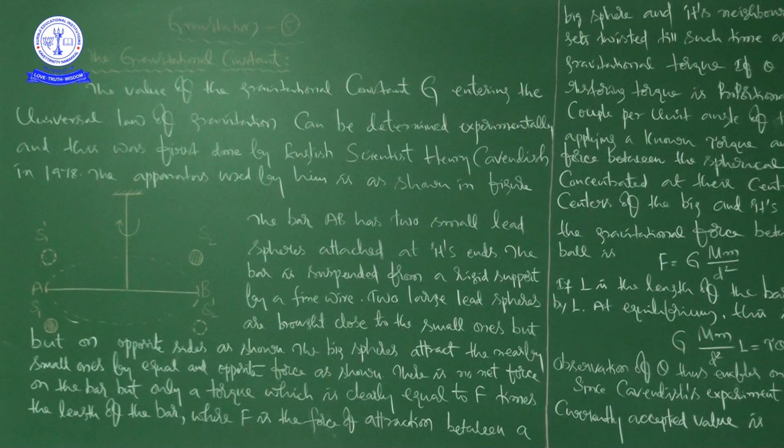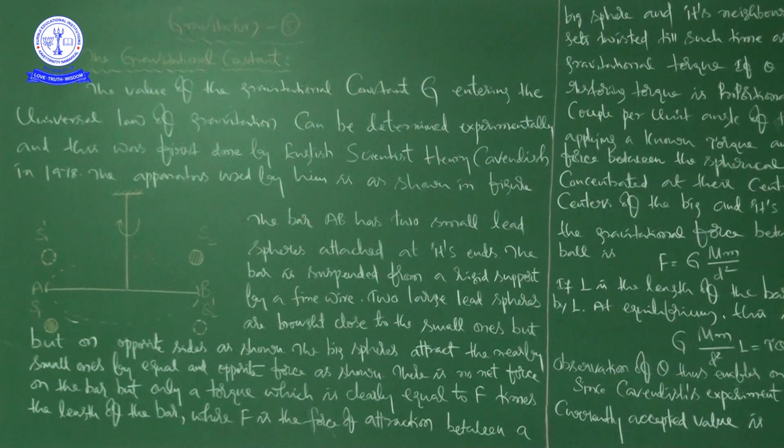When the big spheres are taken to the other side of the masses, shown by the dotted circle, see here, the solid lines and the dotted circle, so these two are taken to the other side, the bar AB rotates a little since the torque reverses direction.